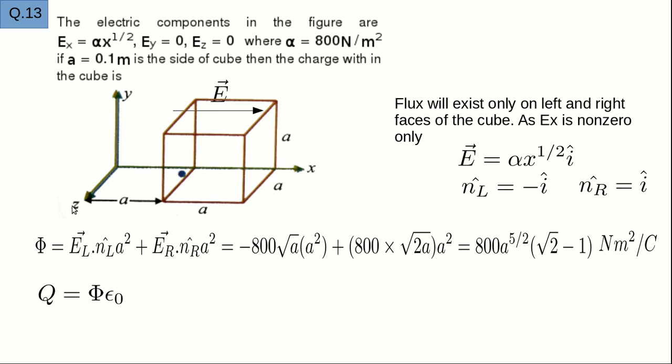Similarly, as in the earlier example, we need to do the same thing, and here it is proportional to x to the power half. So in the first case it will be root over a, and in the second case this distance is 2a, so it will be root over 2a, multiplied by the area a square. If you do this, you will get the value of phi, and then you can get the charge Q by multiplying phi with epsilon naught.